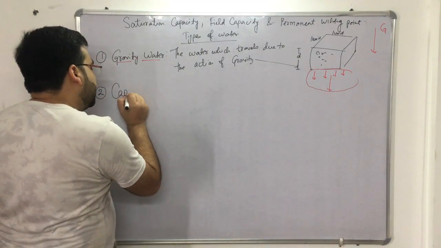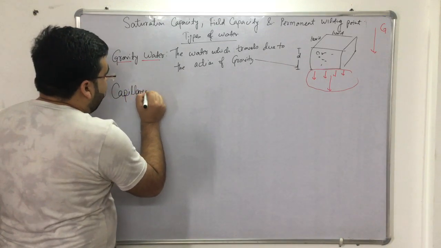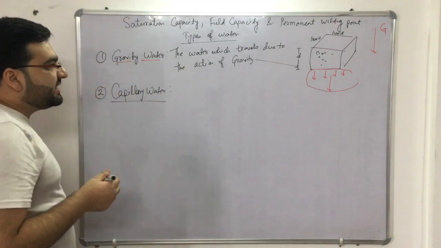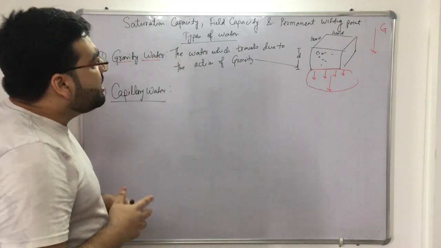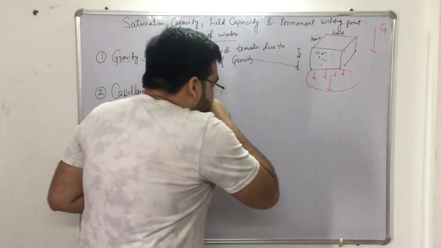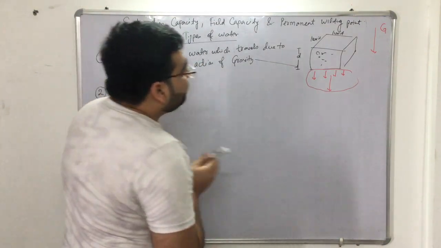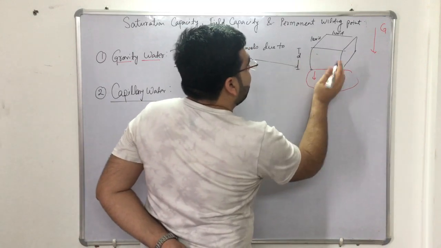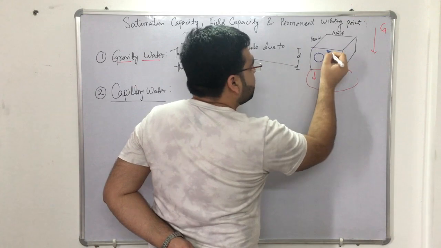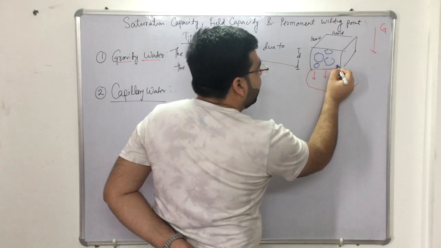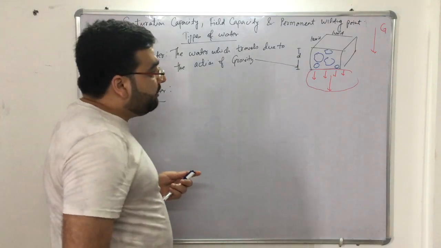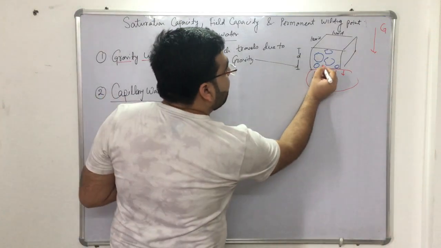Second type of water is known as the capillary water. Right? Now, what is capillary water? Again, I have made you understand what capillary water is. Some water will be retained by this soil sample. Let us say that this is the soil molecule, soil particle. This is a soil particle, soil particle, soil particle. So some water will be retained in between the pores, right? So in between the pores, some water will be retained.